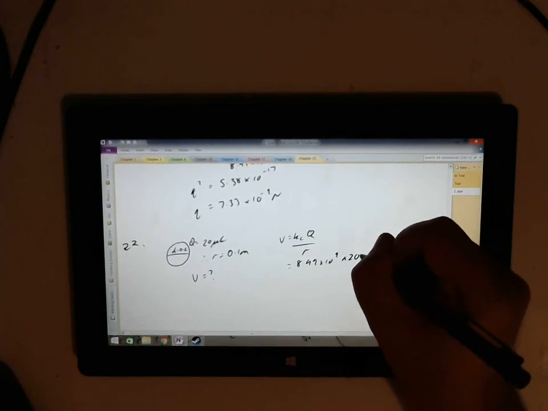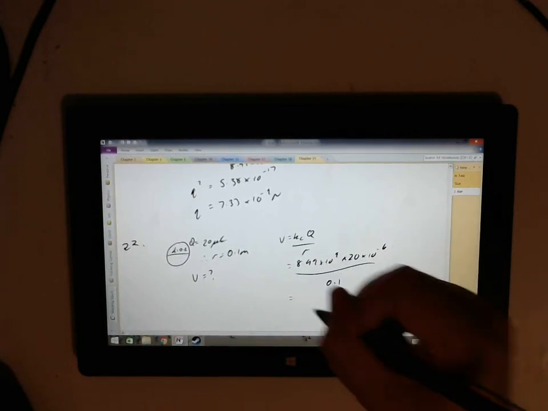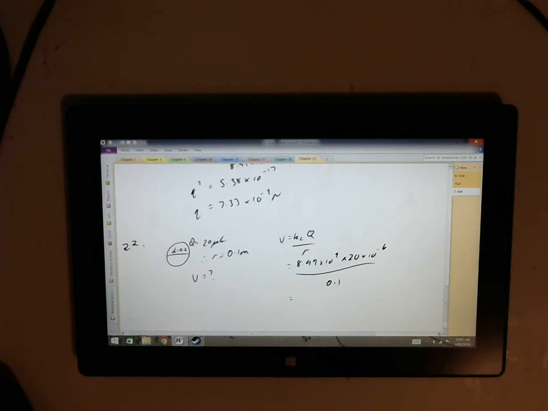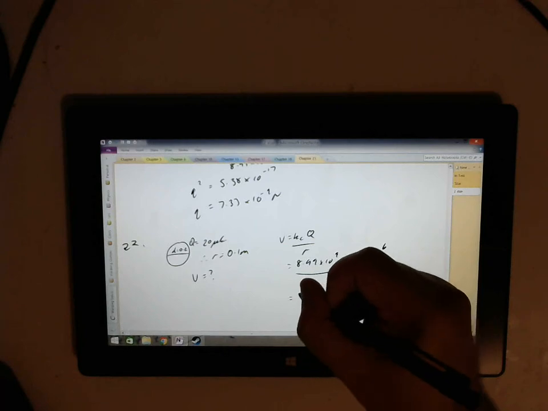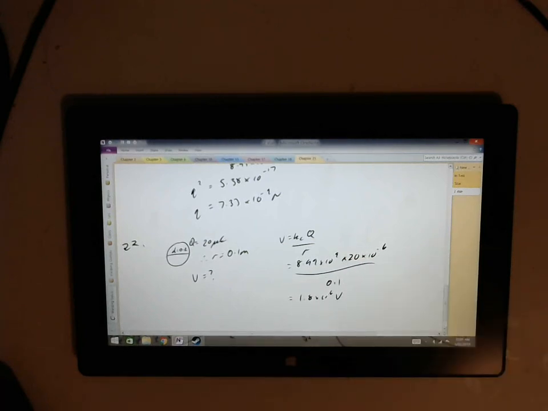So voltage equals kq over d, or in this case we'll use r: 8.99 times 10 to the 9 times 20 times 10 to the negative 6 divided by 0.1. And remember, convert those microcoulombs out of the metric prefix, so 20 times 10 to the negative 6 divided by 0.1. So that will give us 1.8 times 10 to the 6 volts. And if we go to question 22 in the answers, 1.8 times 10 to the 6 volts.